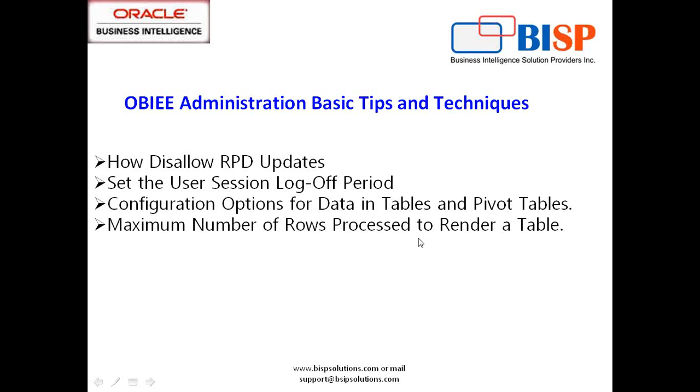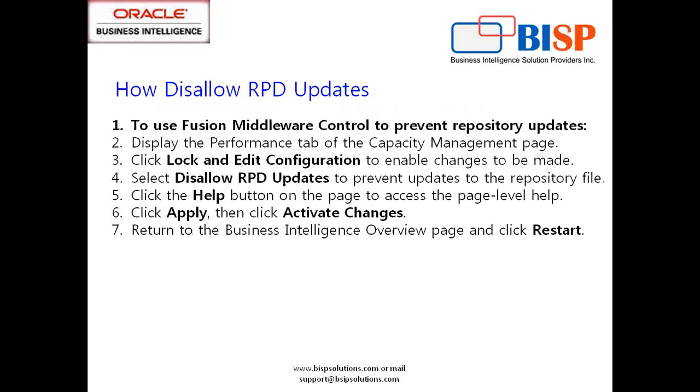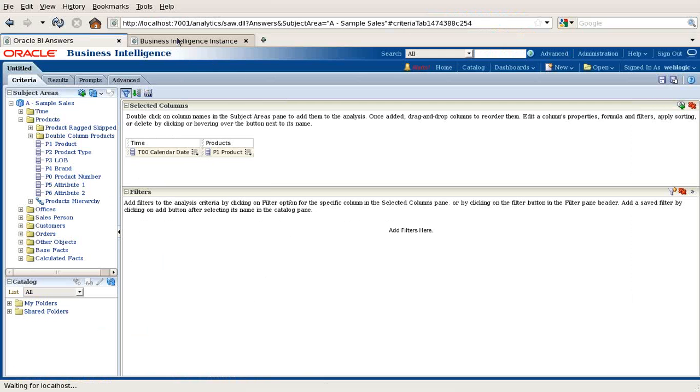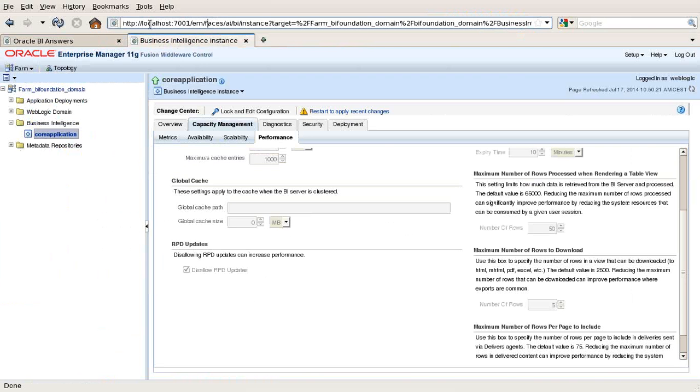So let's see the first option, how to disallow the RPD to be modified by the user. All these options can be found under Fusion Middleware Console. So I'm going to go to Fusion Middleware Console. You see the default URL is HTTP, name of your server, 7001 and EM, Enterprise Manager.